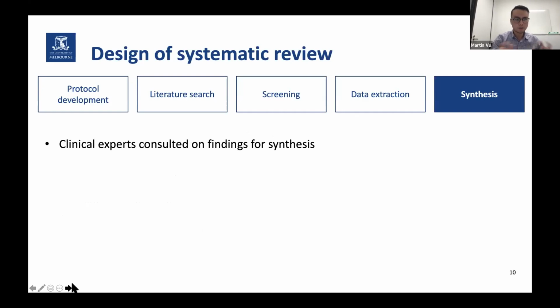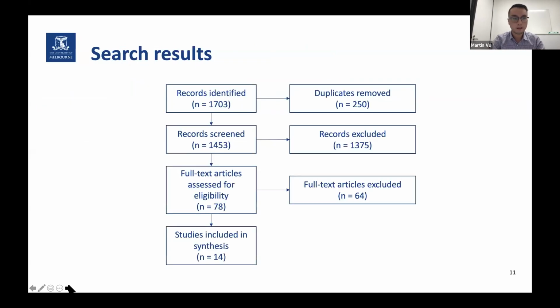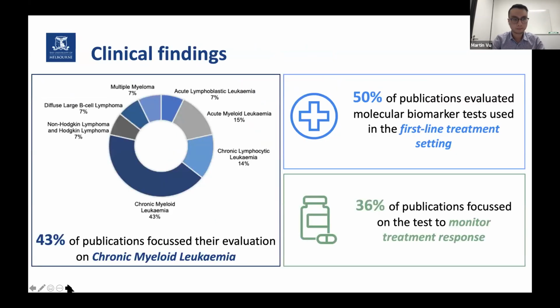And finally, in terms of synthesis, we presented the main findings, the results to the clinical experts, and in collaboration with them, we synthesized the conclusions. And so in terms of search results, we were able to identify 1,703 records, but after the process of abstract screening and full text screening, we were left with 14 studies as part of the final synthesis.